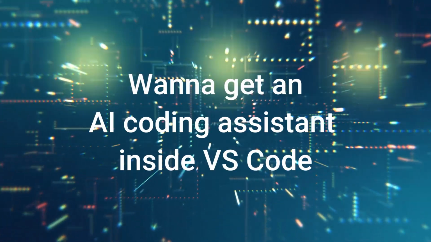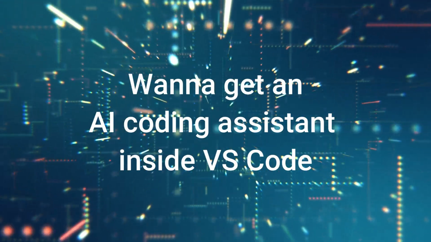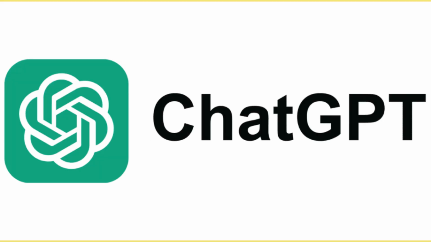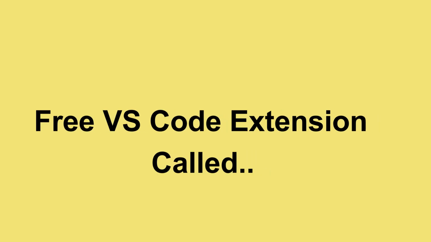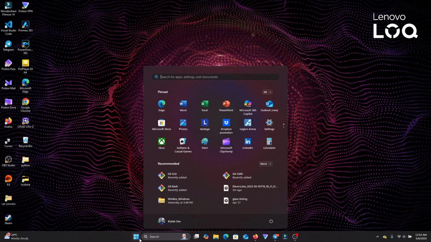Hey, want to get an AI coding assistant inside VS Code for free? Like Copilot or ChatGPT, but without paying? Let me show you how to do it using Google Gemini and a free extension called CLINE. Let's set it up. It's super easy.